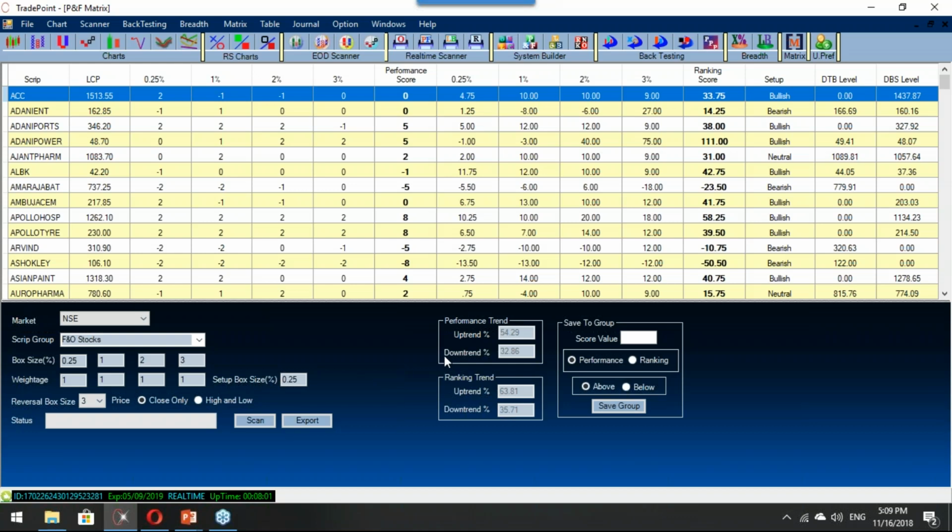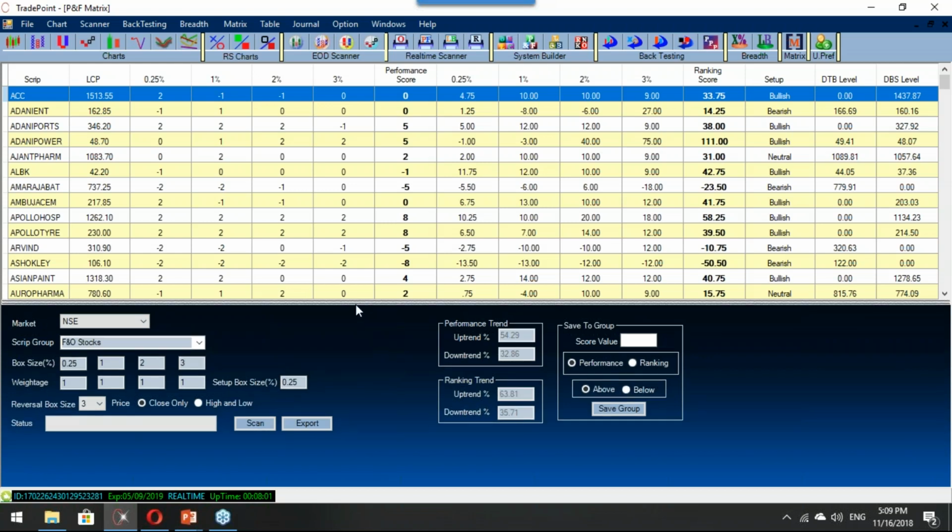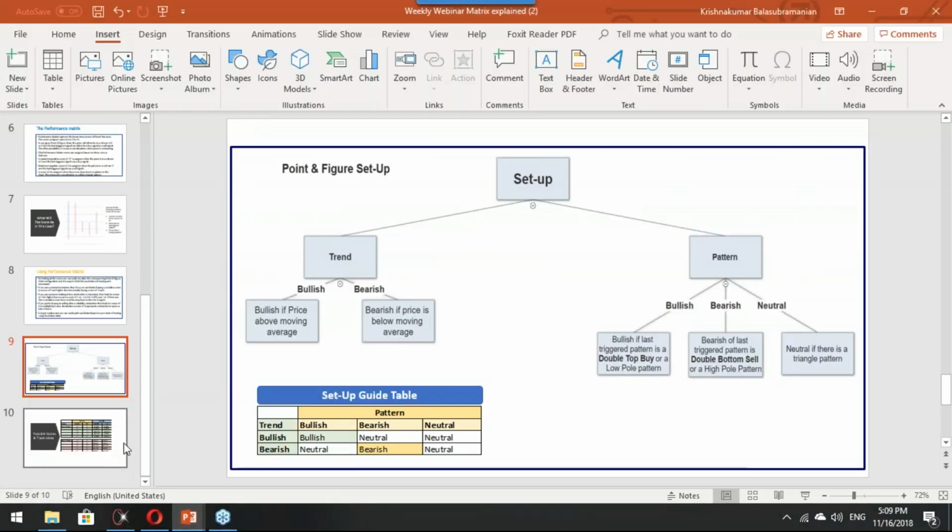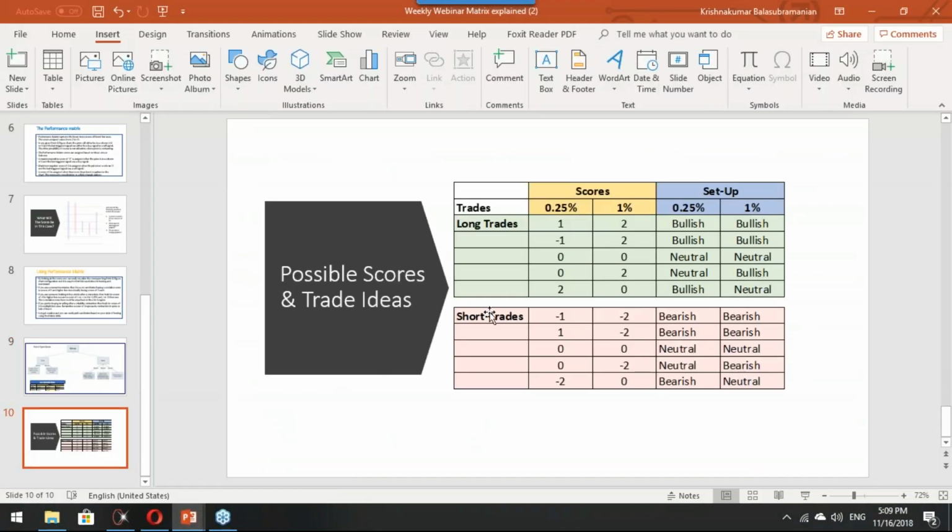What is that, Mahesh? Second row, I didn't understand. In the PowerPoint, okay. In the second row, okay. 0.25%, first column is a triangle breakout. No, are you talking about a score of 1 in 0.25% box size? No, for a triangle breakout, the scores have to be 0. In the second row, we don't have a 0 there, isn't it? Are you talking about the -1 and 2? Yeah, minus one and two.